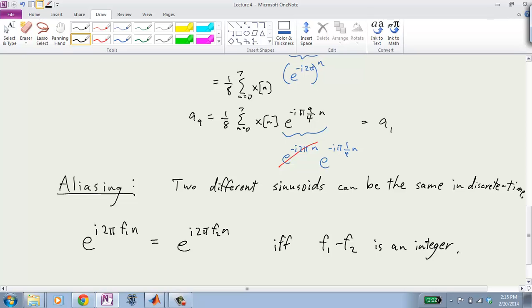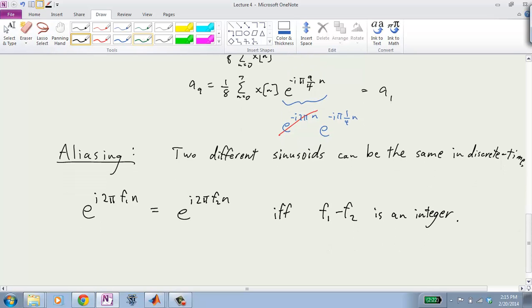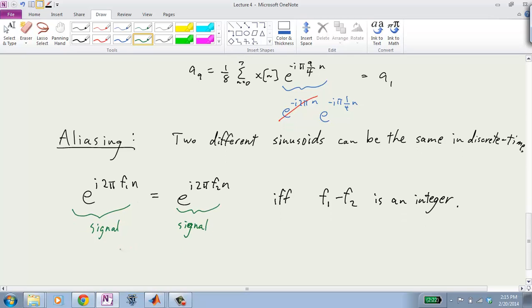Now, I should be more clear mathematically here, but I think in context you know what I'm talking about. I'm talking about these as signals, as discrete time signals. What that means is, I'm saying these are the same signal. That means they're the same for every integer n, right? So these two signals are the same. That implies for all integer n, because the integers n are the domain of our signal. So they're exactly the same for every n.